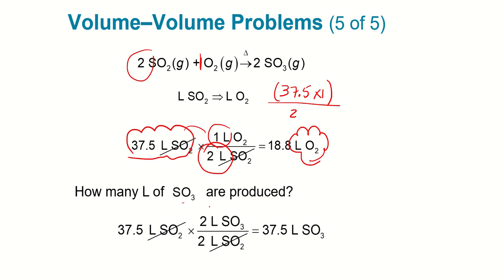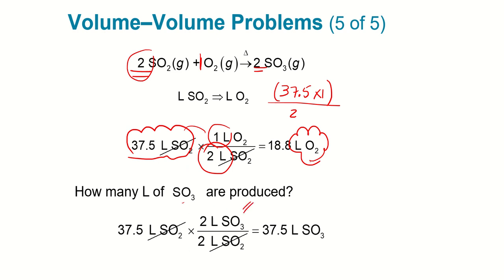How many SO3 are produced? See, we have a 2 for 2. I know that if you have 4 SO2, I'm going to have 4 SO3. If you have 8 SO2, I'm going to have 8 SO3. So if I have 37.5 liters of SO2, I'm going to produce 37.5 liters of SO3. But let's put this in numbers.